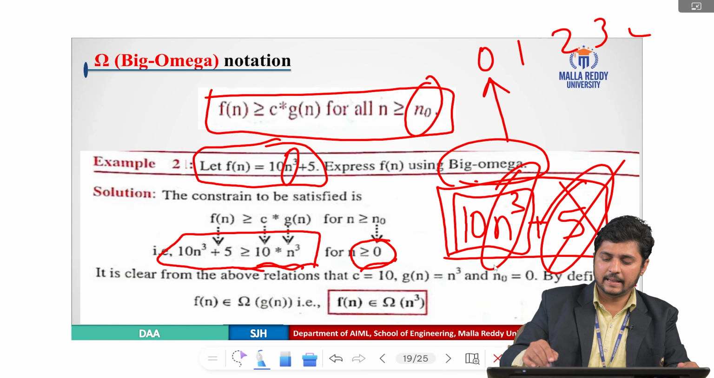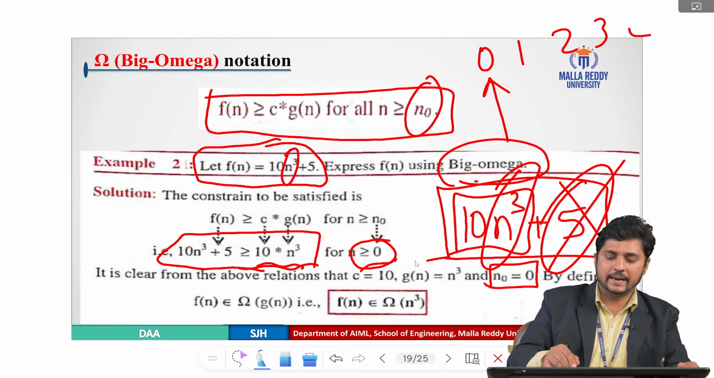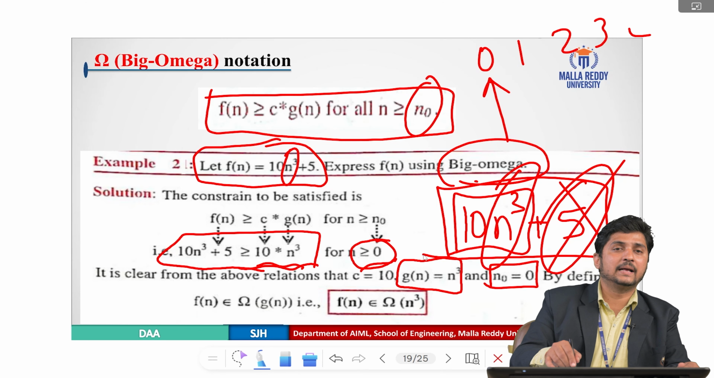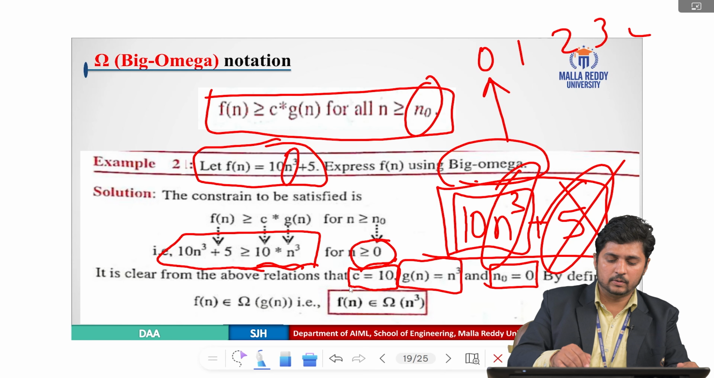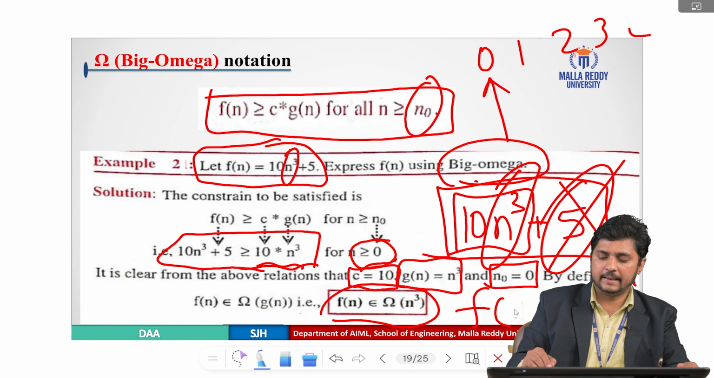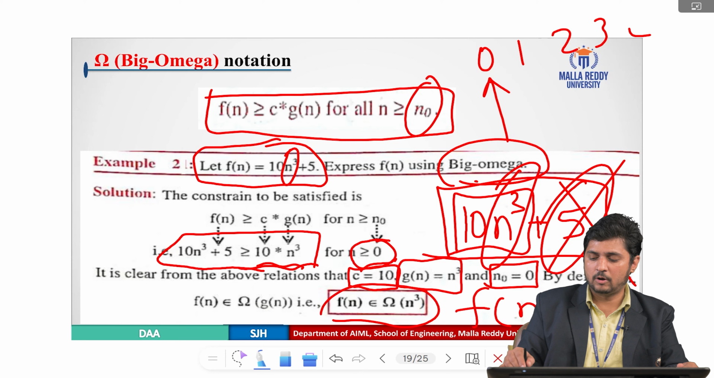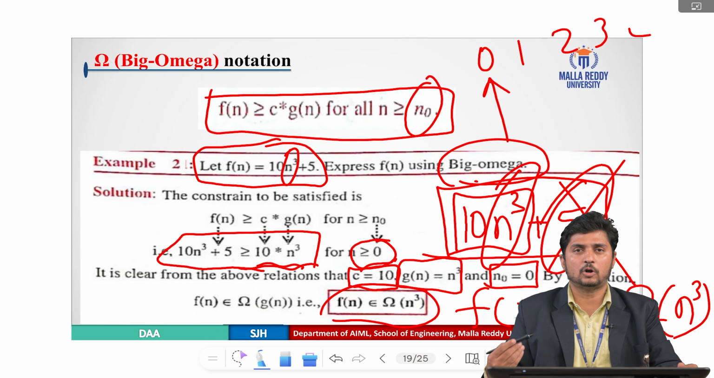So hence we'll be writing n0 value as 0, and the order of growth, the category it will belong to, is a cubic class with a constant positive value, that is 10. So hence we will be finally expressing f of n, that is the given function, as belonging to big omega of a cubic class. So this is how we need to solve problems on big omega notation.